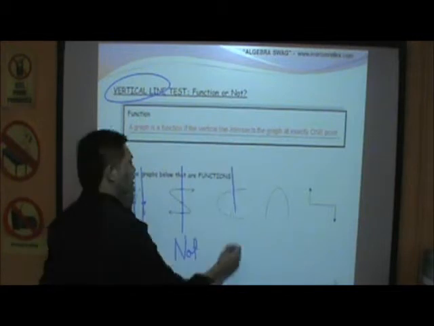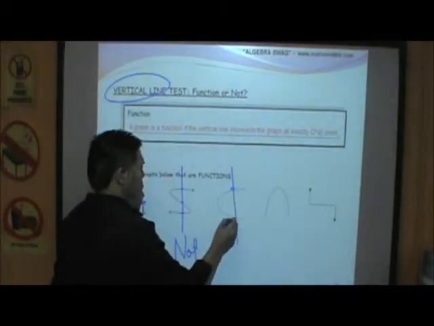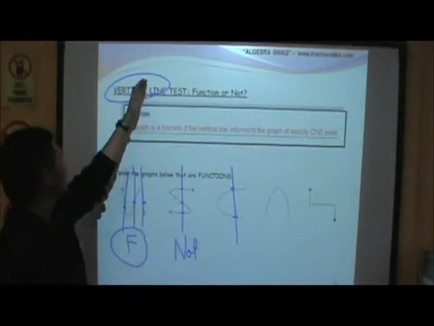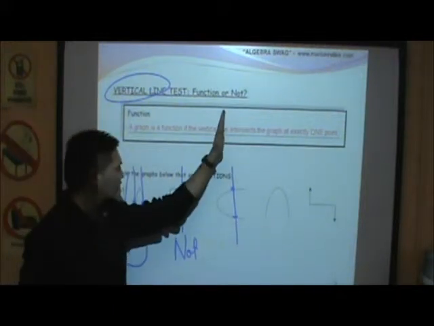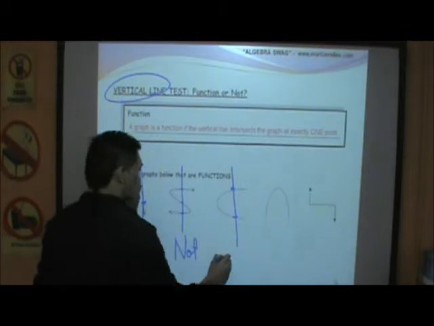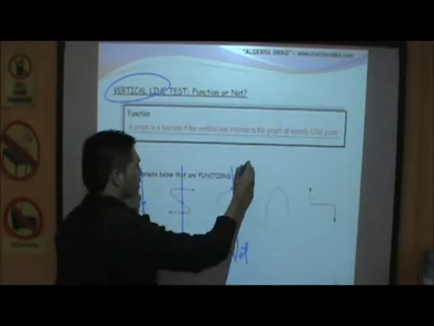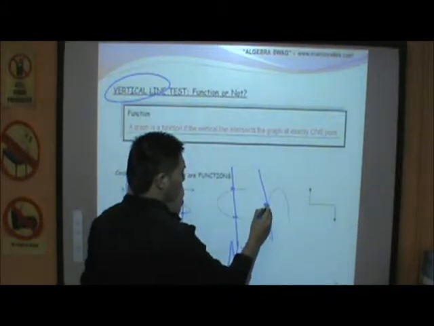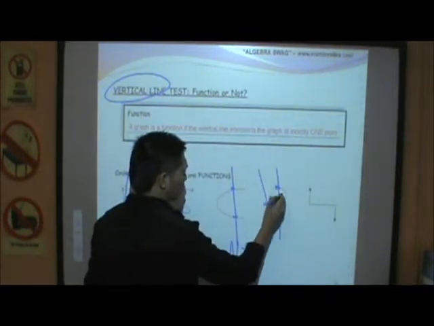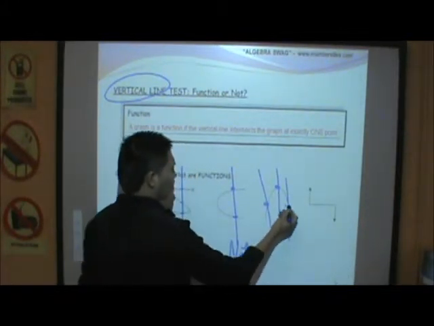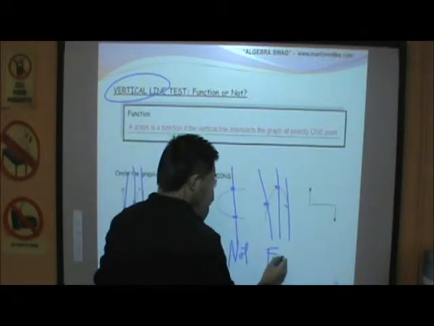Okay, how about here? Oops. We got 1 and 2. So using the vertical line test, if the vertical line is crossing the graph at more than 1, then it is not a function. Okay? How about here? Oh, not bad, not bad. Okay. So 1, that means it is a function.